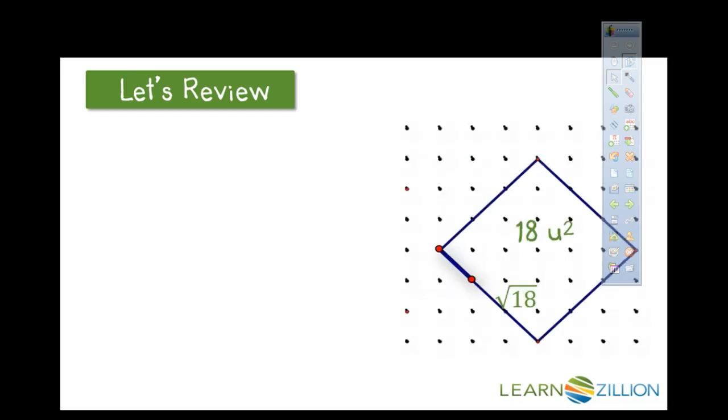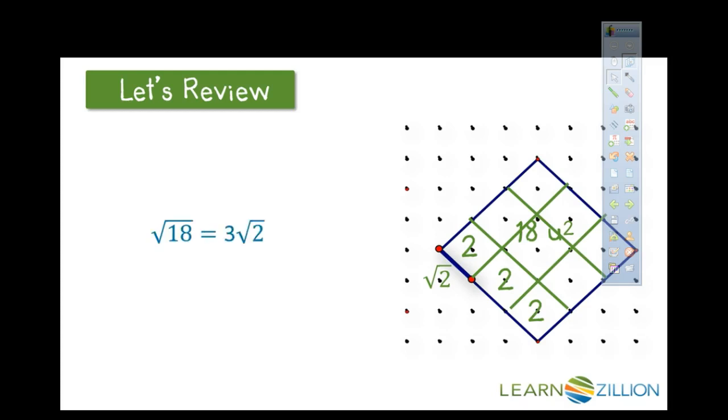Remember also, a square that is 18 units squared has a side length of the square root of 18. The square can be divided into 9 squares of equal size, kind of thinking back to last year when you did some work with squares. The smaller squares have a side length of the square root of 2. Since there are 3 of the squares on the side, the side is 3 square roots of 2. So the square root of 18 equals 3 square roots of 2.